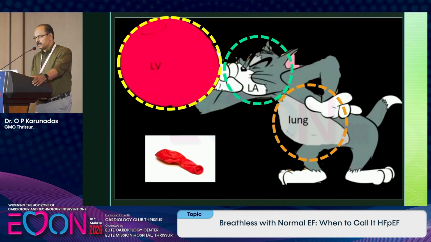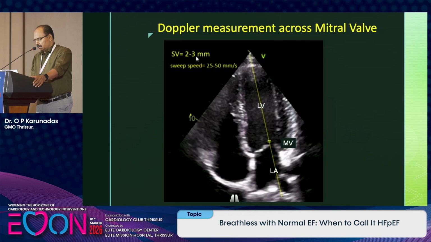The LV is very stiff. So how do you assess that? You assess the flow of air into the balloon, or how fast the balloon is recoiling. We measure the flow of blood into the LV across the mitral valve by putting a Doppler signal there. Doppler measures the velocity of flow. We just keep the probe there and you can see the arrow. We will pick up the velocity of how fast the blood is moving from LA to LV.